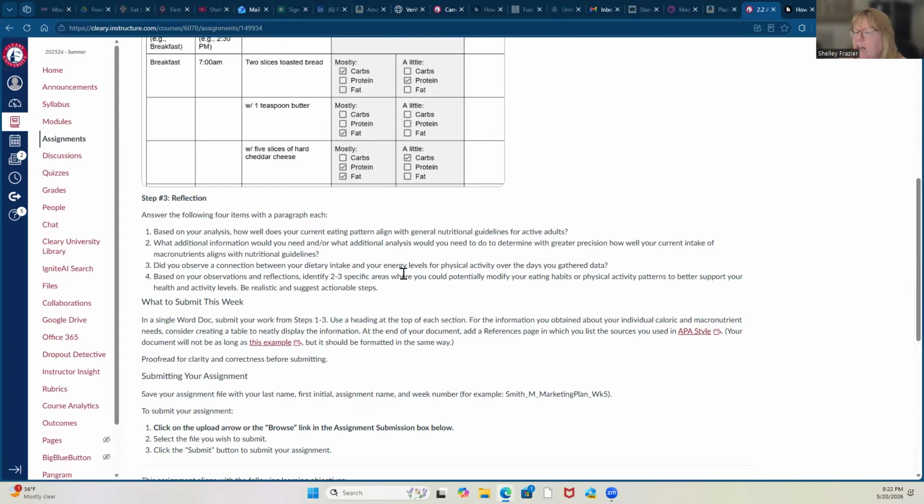Number one, based on your analysis, how well does your current eating pattern align with general nutritional guidelines for active adults? This is going to be from your reading. You're going to find out. Okay. Need a paragraph about that.